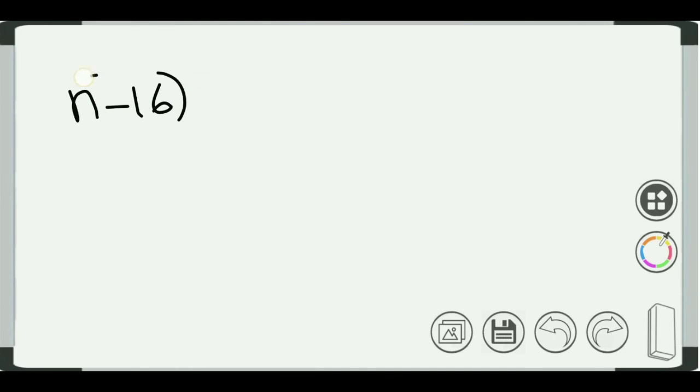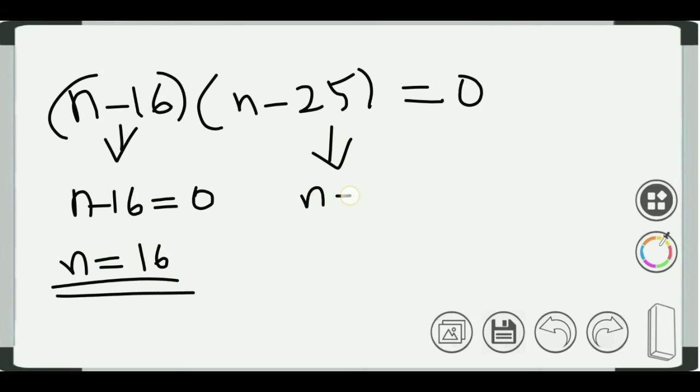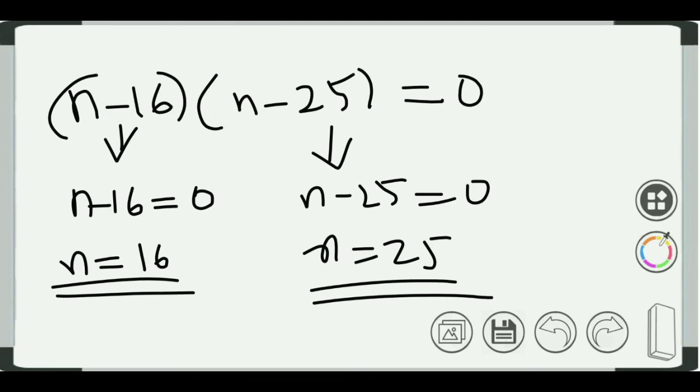See, n minus 16 times n minus 25 equals 0. Now equate each term to 0. Now I am taking n minus 16. n minus 16 is equal to 0, therefore n is equal to 16. Here n minus 25 equal to 0, n is equal to 25. Now you got the value of n as 16 or 25. Okay, we got two values for n, right? We don't know which one is correct, so we need to check which one will be correct by putting n is equal to 16 and n is equal to 25.